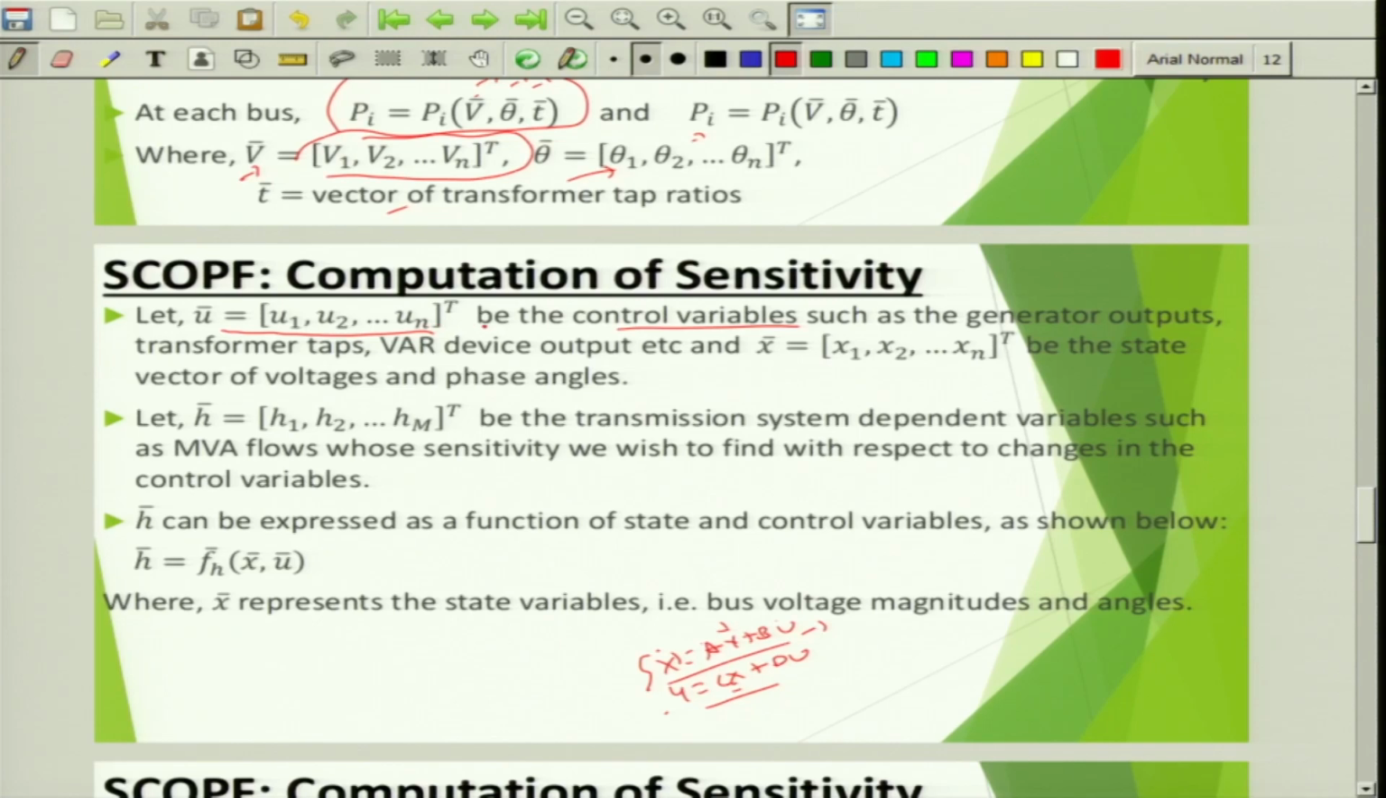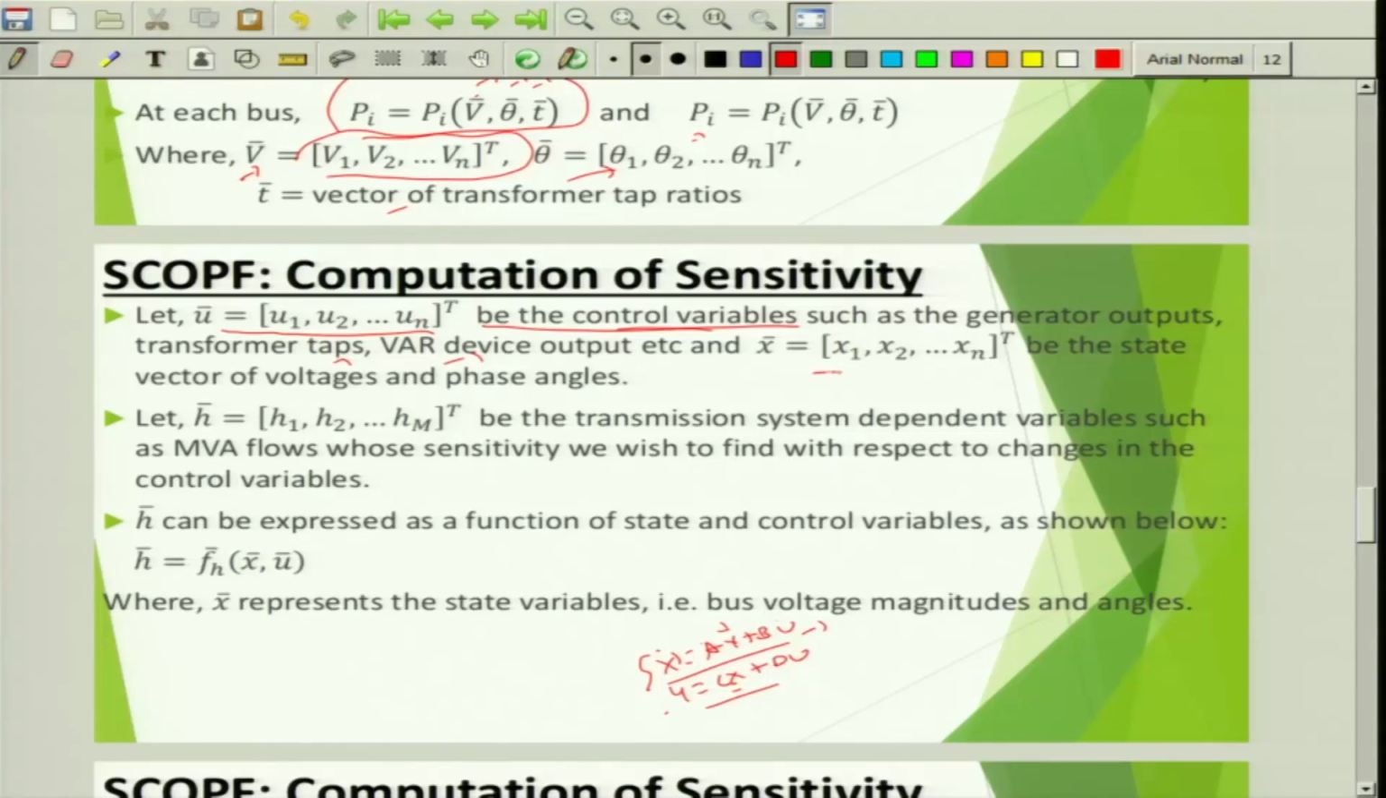So here we are considering the control variables, such as the generator outputs, transformer taps, var device outputs, etc. There could be shunt capacitors and all these things. These are the control variables through which you can carry out some control action. You can change the transformer taps, you can change the reactive power settings of the var devices, or you can change the generator outputs, such that you will meet a specific objective.